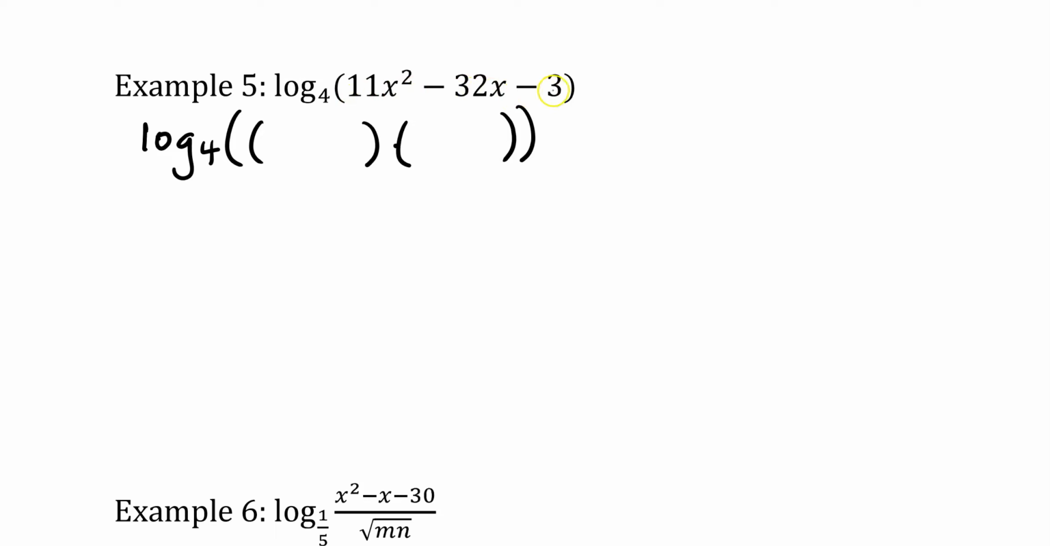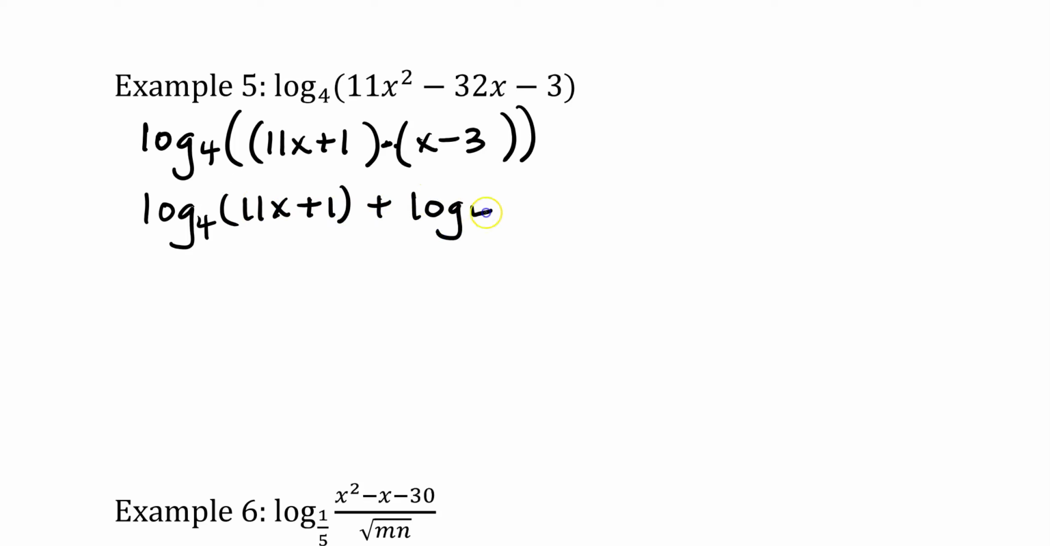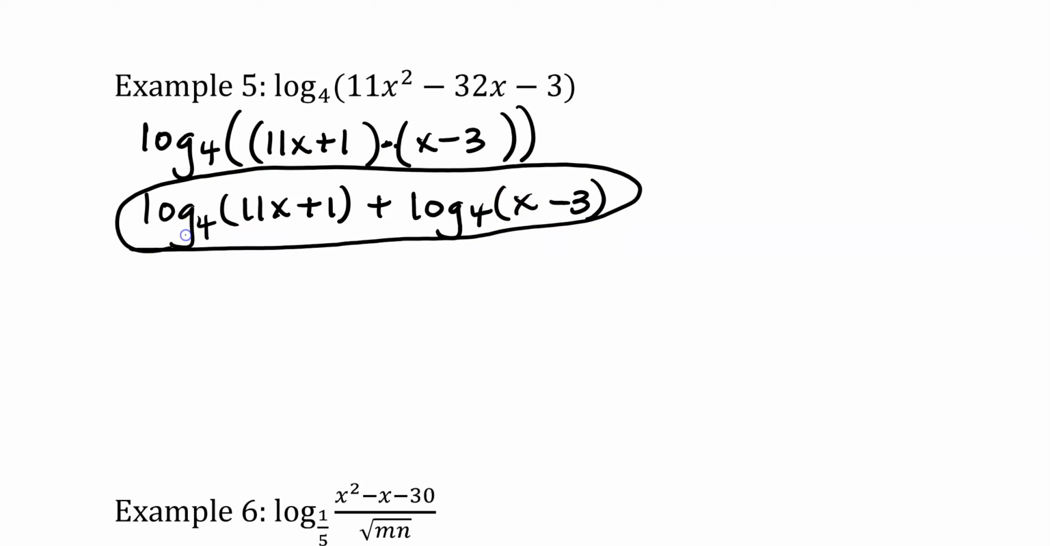So factoring 11x squared minus 32x minus 3, this factors into 11x plus 1 and x minus 3. Now we have a product of these two factors, so now we can separate this into log base 4 of the first factor plus log base 4 of the second factor. And there's nothing else we can do to simplify that, because we do not have a rule to simplify addition on the inside of the logarithm, nor do we have a rule to simplify subtraction on the inside of a logarithm. We can only simplify multiplication, division, and exponents on the inside of a log.